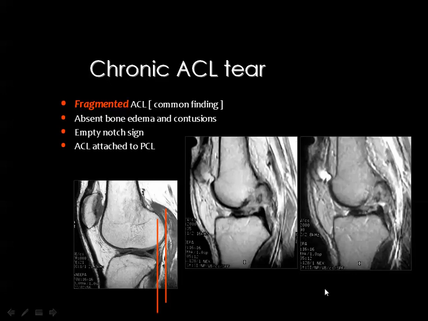Then in order to diagnose chronic ACL rupture, the ligament is fragmented and is surrounded by granulation tissue. The empty notch sign will be positive, and the anterior translocation of the tibia will be positive, but bone marrow contusions will be resolved.